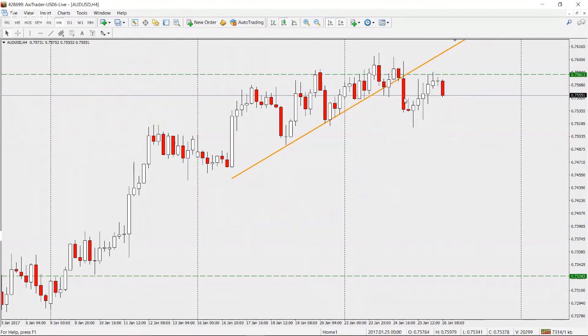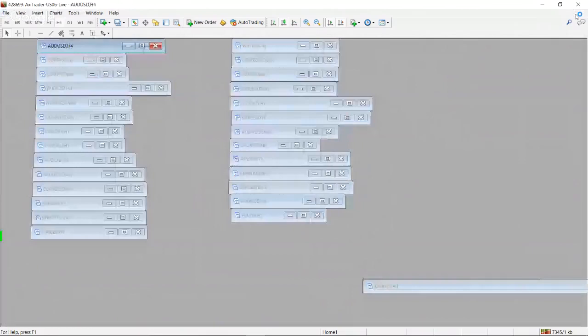Pulled back and then fell. And then yesterday when this candle was printing, this is the Aussie 4-hour chart, I moved to break even, then it came back up and stopped me out at break even. So that one didn't quite work out.